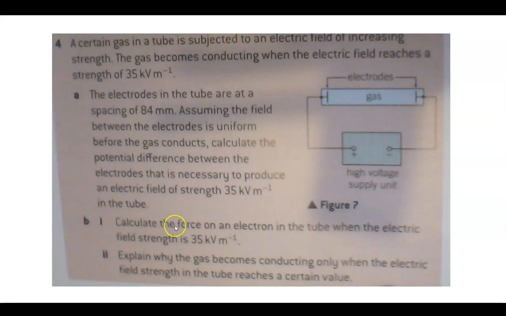Part b, I: calculate the force on an electron in the tube when the electric field strength is 35 kilovolts per meter. And number 2: explain why the gas becomes conducting only when the electrical field strength in the tube reaches a certain value. So, let's jump across. First off, we've got 4b part I.